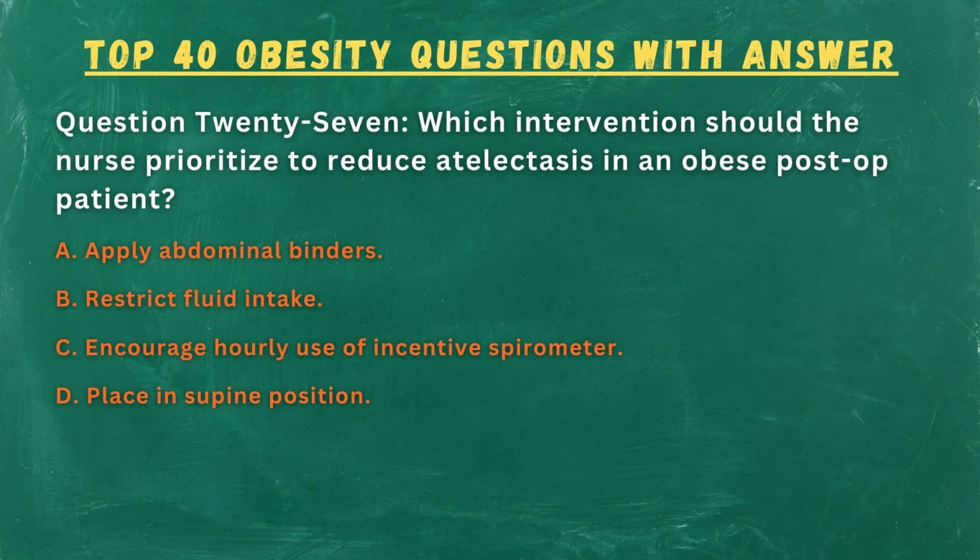Question 27. Which intervention should the nurse prioritize to reduce atelectasis in an obese post-op patient? A. Apply abdominal binders. B. Restrict fluid intake. C. Encourage hourly use of incentive spirometer. D. Place in supine position.